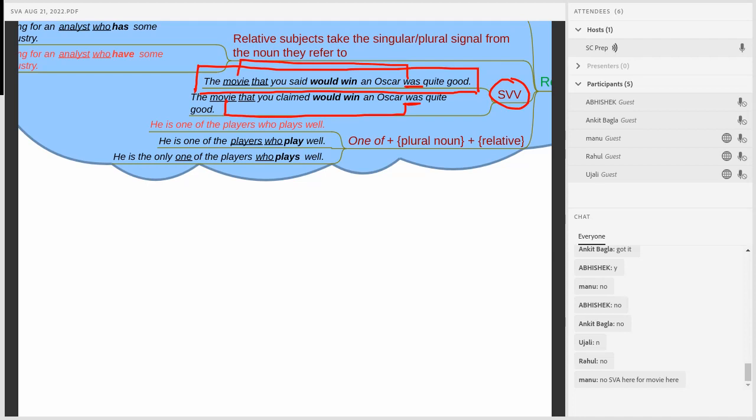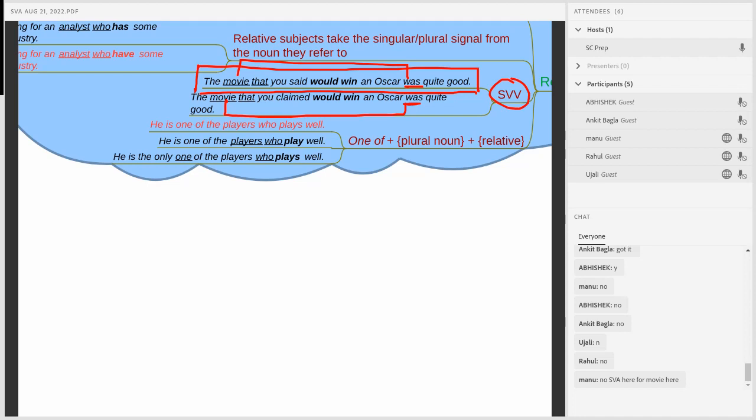Which movie? The movie that you said would win an Oscar. That movie was quite good. Both of them have that. Okay, but if it was the movie that you said was quite good, it would be incorrect. But since there is an object after said, would win an Oscar, then it's correct. Yes, correct.